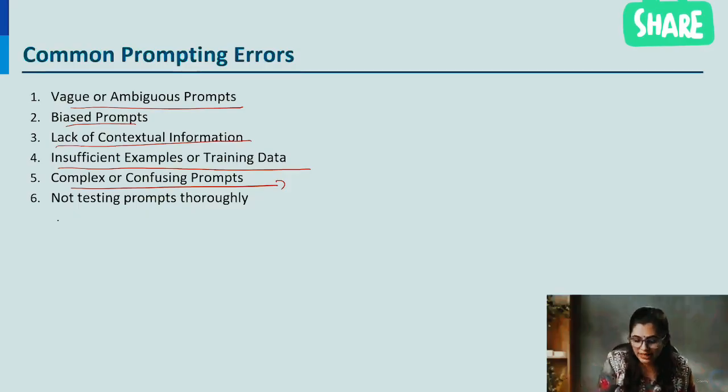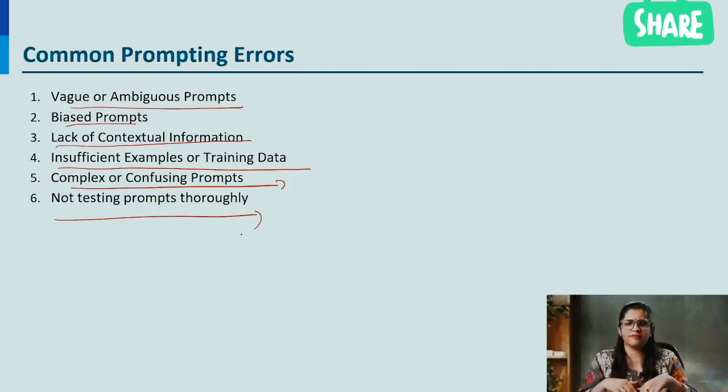Last is not testing prompts thoroughly. You have given a very good prompt. You have designed a very good prompt and given it to ChatGPT. It generates something, but you are not reading it. You are blindly following what it generates. You're not giving it feedback. You're not asking what it has understood from your designed prompt. That is not testing the prompt thoroughly, and you will have less accurate responses, and in some cases, wrong responses.